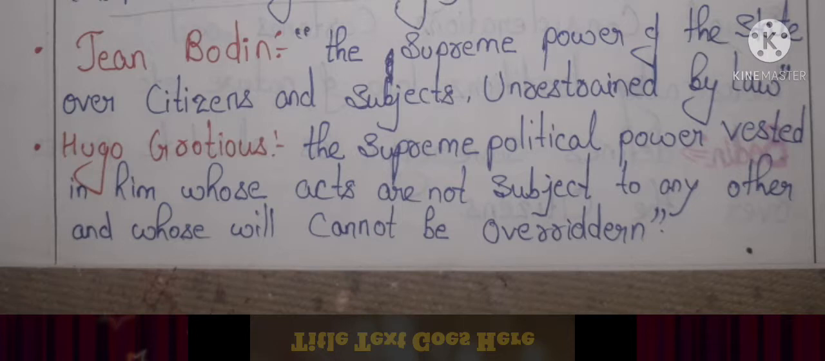Jean Bodin: the supreme power of the state over citizens and subjects, unrestrained by law. ये जेन बॉर्डन का स्टेटमेंट है. ह्यूगो ग्रोटियस: the supreme political power vested in him whose acts are not subject to any other and whose will cannot be overridden. ये स्टेटमेंट ह्यूगो ग्रोटियस द्वारा कहा गया है.